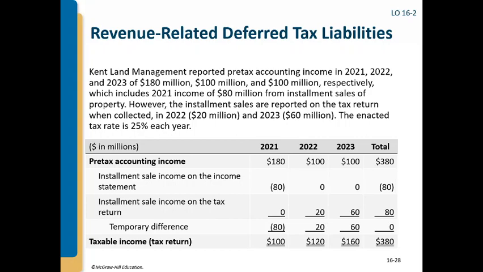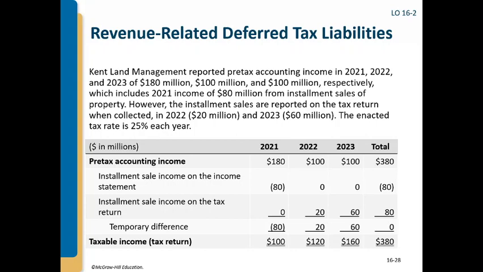However, the installment sales are reported on the tax return when the installment payment is collected. So for financial purposes, you're recognizing the full 80 million in the year you make the installment sale, but for tax purposes, you don't recognize the installment income till you actually receive payment. You're going to receive payment on these installment sales in subsequent years. 2022, you're receiving 20 million, and in 2023, you're receiving 60 million.